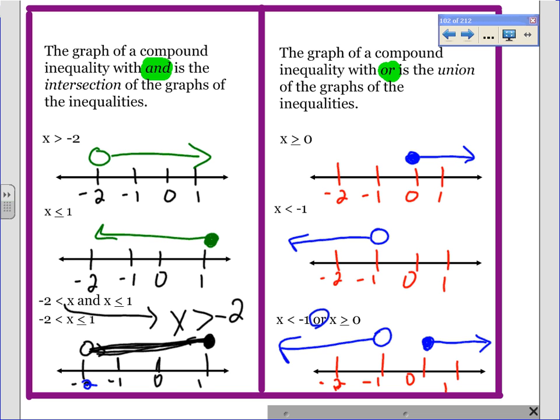So an OR compound inequality is always this way, an AND compound inequality is always this way. If your graph doesn't look like this and it's OR, then you did something wrong. If it's AND and your graph doesn't look like this, you did something wrong. Has anyone seen this before? Some of you? Okay. Any questions on the introduction to this lesson? Okay, I'm going to skip around a little bit here.